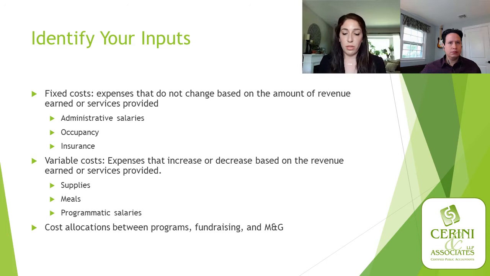So for example, employees that work in multiple functions, their salary should be allocated to the salary line item on your financial statements, but then also between program, fundraising, and management in general, based on how they spend their time. Some other costs that are generally allocated would be fringe benefits. We would expect to see that allocated between the categories based on the salary allocation. Occupancy costs could be allocated based on square footage.